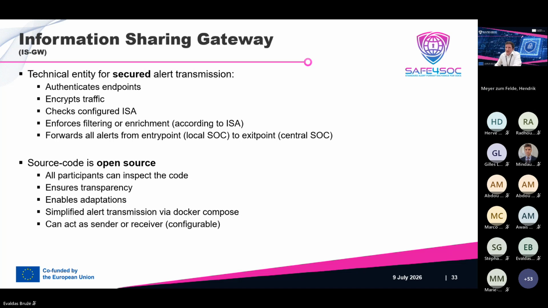So, of course, this component is also open source. All participants can inspect the code, and we do that so we can enable transparency and we can allow people to adapt the code if they want to. And the main purpose is basically just to have a simplified setup so that anyone can easily join a SAFE4SOC enabled community. You can simply run it with 2 or 3 commands in a command line using Docker Compose. And the same component, this information sharing gateway, can either be configured as a sender or receiver. So you can start your own SAFE4SOC ecosystem, or you can join our demo stuff, etc.